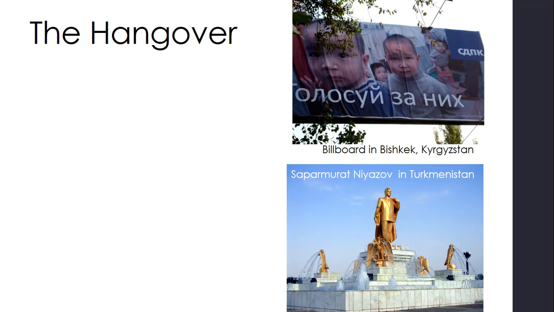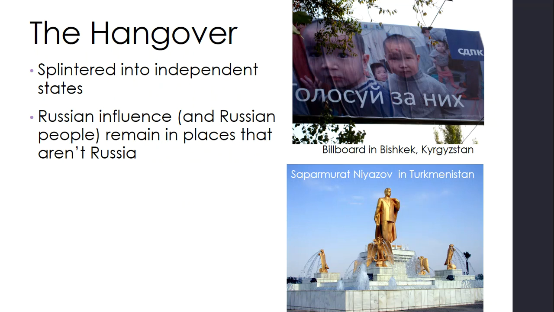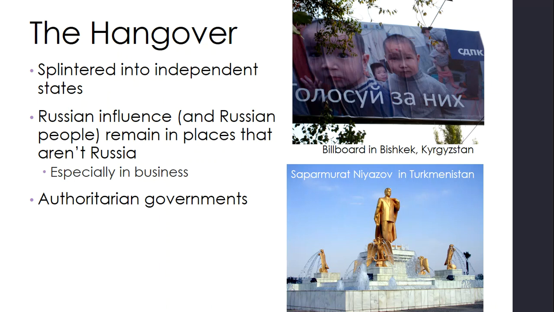And so there's a kind of hangover from that state of the USSR. It splintered into independent states. There's still heavy Russian influence in these independent states and Russian people, because being Russian is also an ethnicity. So there are people, and we'll talk about the Ukraine and Crimea, who very much consider themselves Russian, but they aren't in Russia. There's heavy Russian influence in business. There are a lot of authoritarian governments that came to power afterwards. We can see this statue in Turkmenistan, where this one particular ruler just built a bunch of gold statues of himself rather than giving any wealth back to the people.